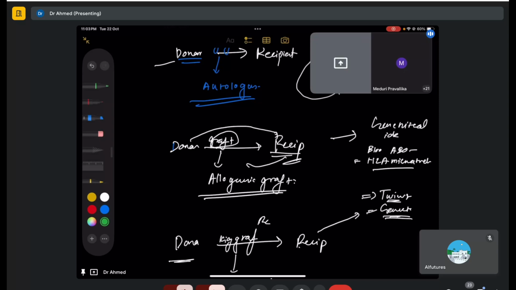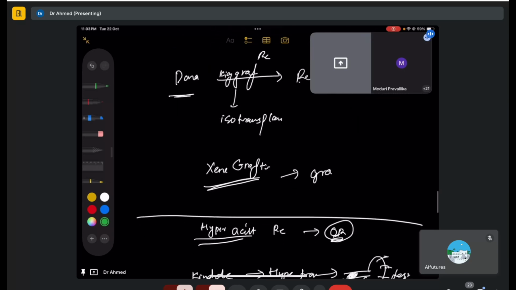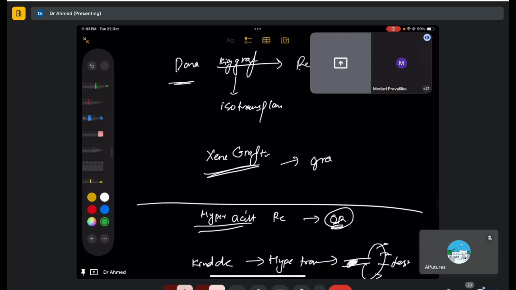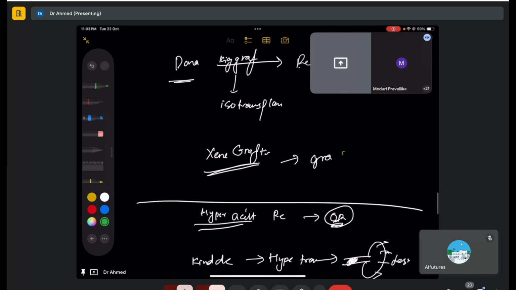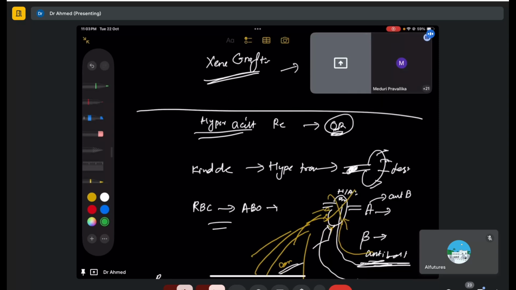And the next one is isograft. Isograft is where the graft donor is genetically identical to the recipient, like identical twins. And xenograft is the graft which is taken from another species, like from a pig, for example pig valves are taken instead of the heart valves.